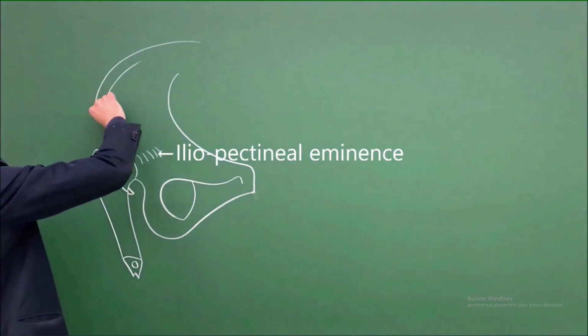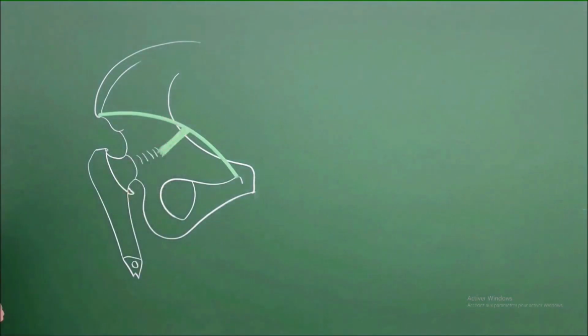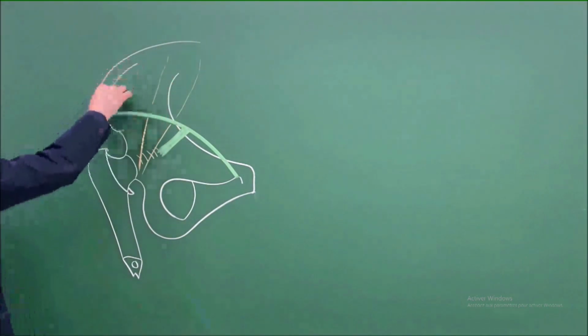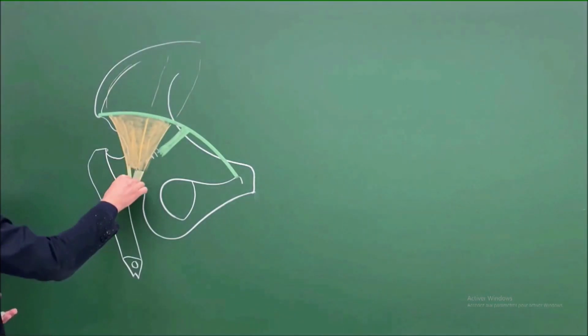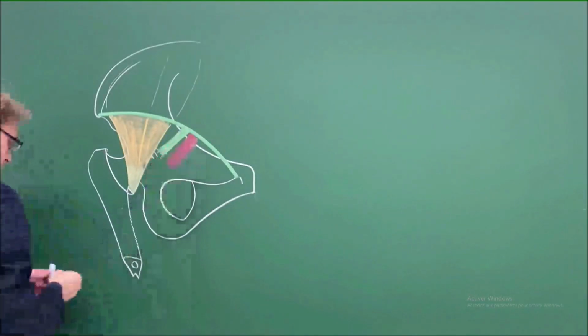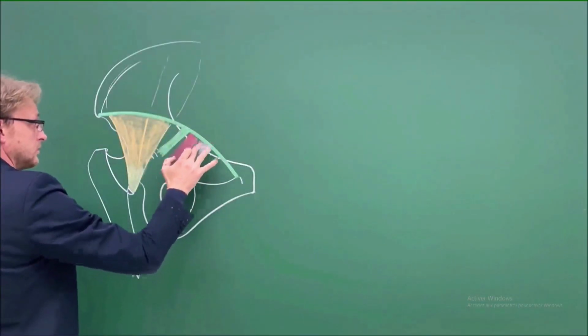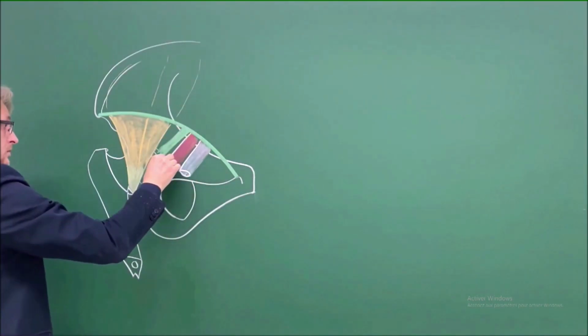Here is the iliopectineal eminence and the inguinal ligament with the iliopectineal ligament just here forming two lacunae. Laterally is the muscular lacuna and here is the vascular lacuna. Laterally in the muscular lacuna is of course the psoas iliac muscle, inserting in the lesser trochanter, the most important muscle of the body. And medially is the vascular lacuna with the femoral artery and the femoral vein coming from the external iliac vessels. And of course, in the middle here is the femoral channel.